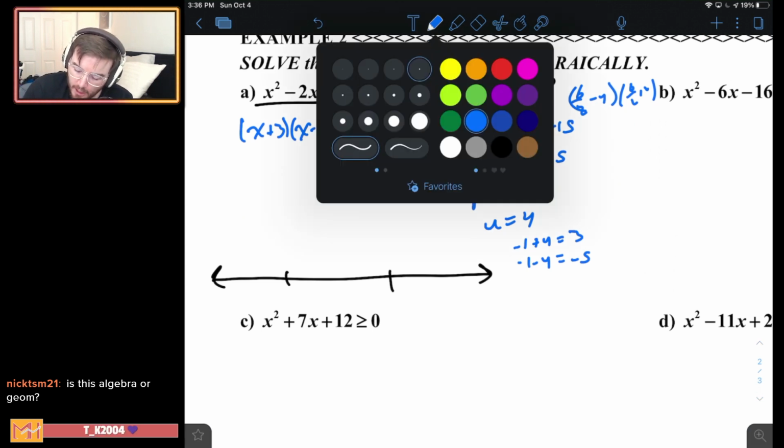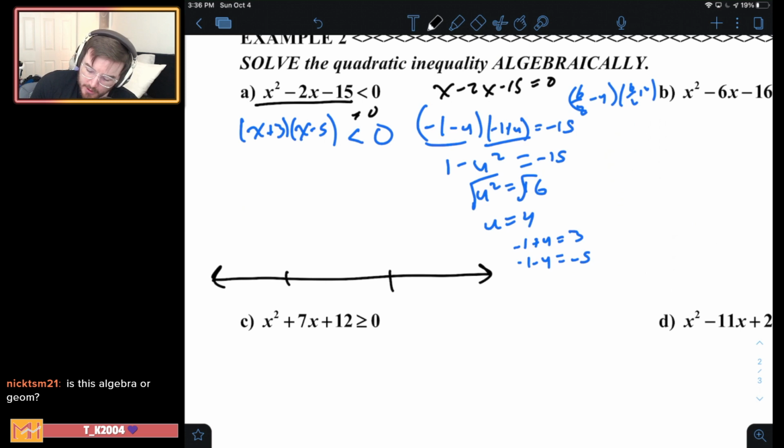So these are the zeros. The zeros are at -3 and 5. So let me kind of do this algebraically and graphically.